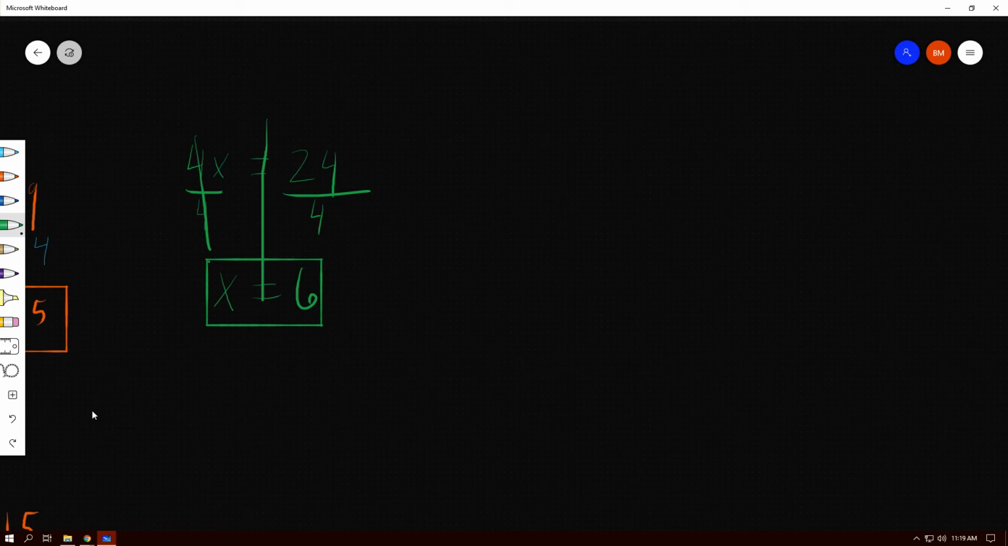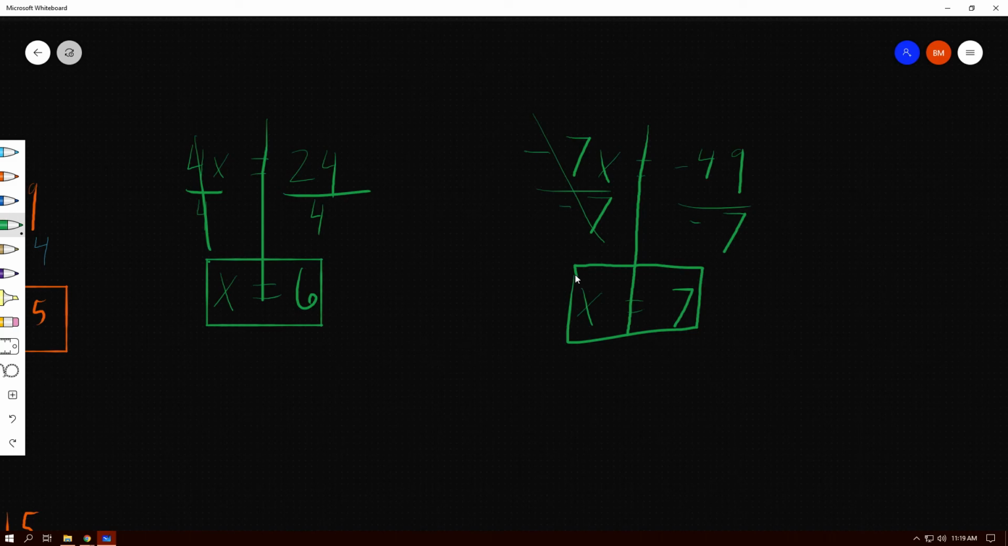Now I'm just going to skip to number 7. We have negative 7x equals negative 49. What am I solving for? I'm solving for x. What's on the same side as the x? It's that negative 7. What is that negative 7 doing to the x? Well, it's multiplying. How do you get rid of multiplication? You divide. So I'm going to divide both sides by a negative 7. I'm bringing that negative along with me. Now I cancel that. I have an x. And now negative 49 divided by a negative 7 will be a positive 7. And that will be my answer.